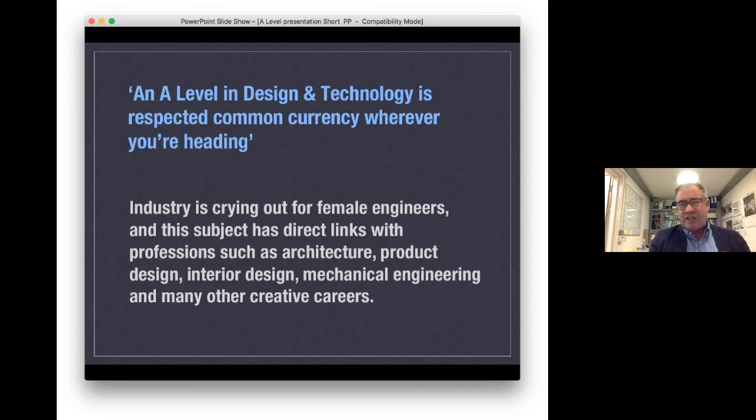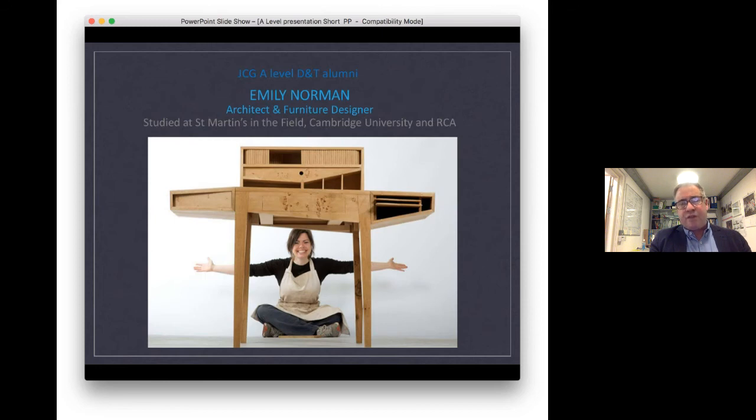And the industry is crying out for female engineers. It has direct links, and there'll be a lot of opportunities in this field. And there's just a few. We've had hundreds of students through our doors. Just about 3 I've put down of our alumni. Emily Norman, who went to St Martin's in the Field, Cambridge University and the Royal College of Art in succession. She's been a furniture designer for the Chippendale Institute, and now she's actually a practicing architect.